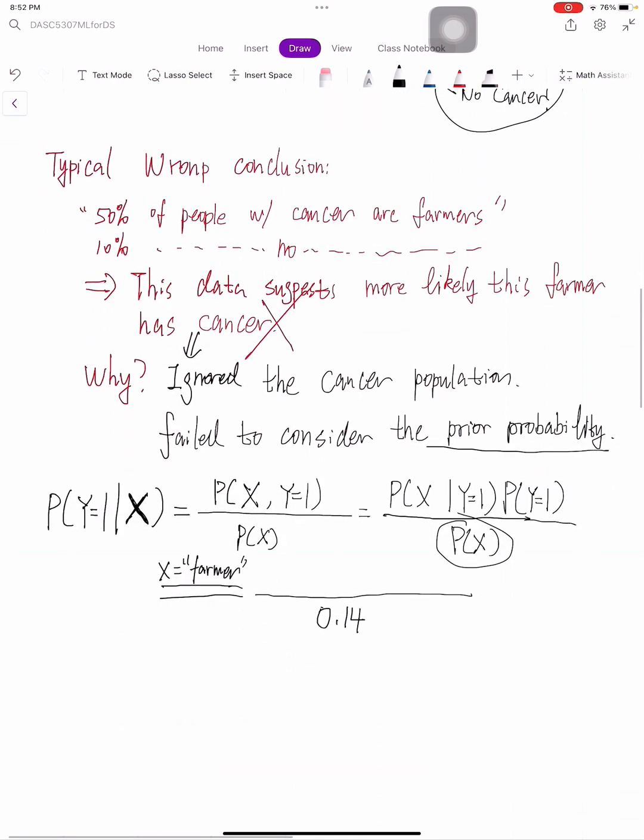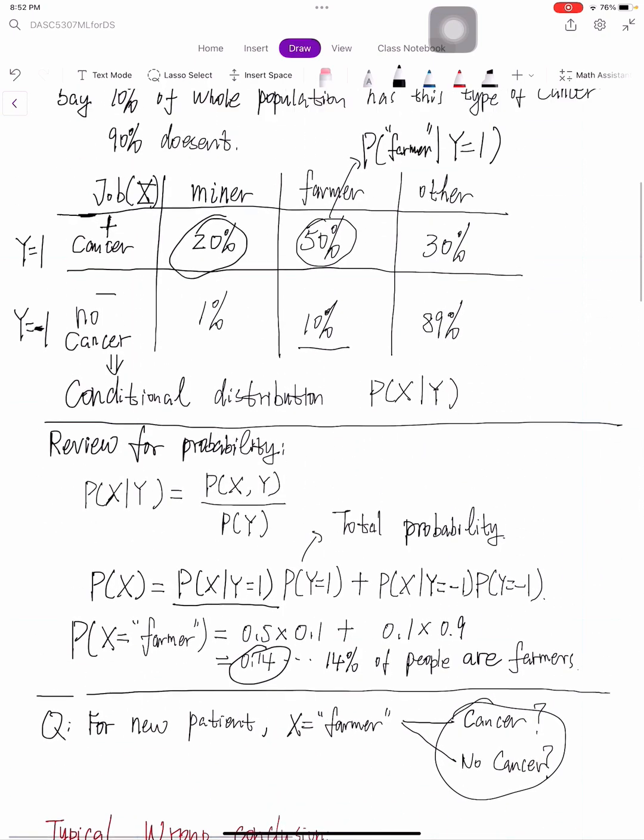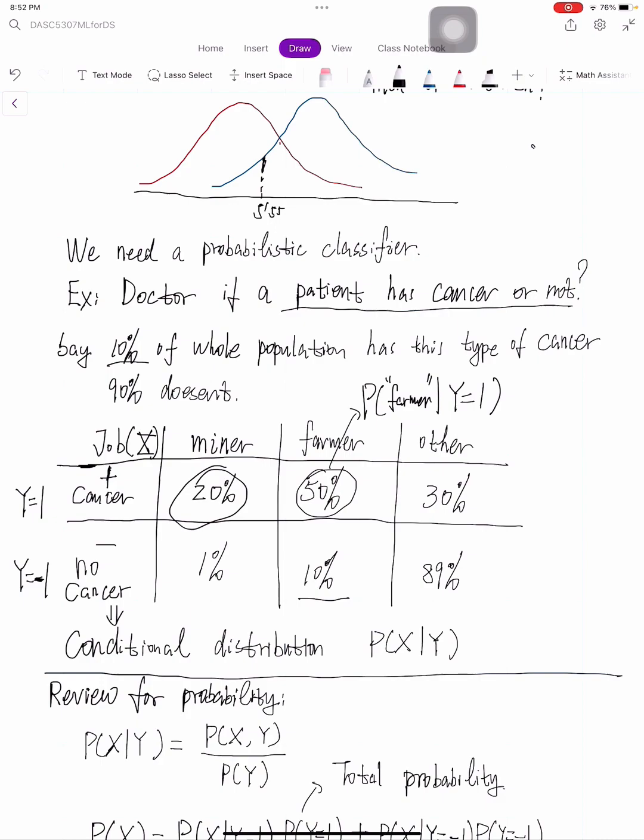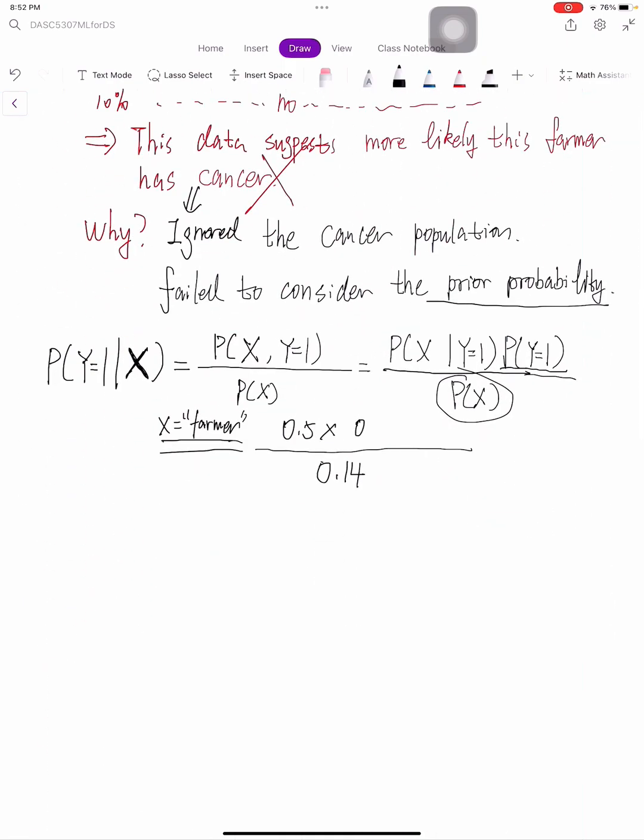Okay, and the numerator is given by the past data: 50% of the cancer patients are farmers. Multiply by the probability of the cancer population. Recall, we have 10% of the whole population with cancer, so it's multiplied by 0.1. So this gives us 0.05 over 0.14. If you use a calculator, it equals about 0.36.